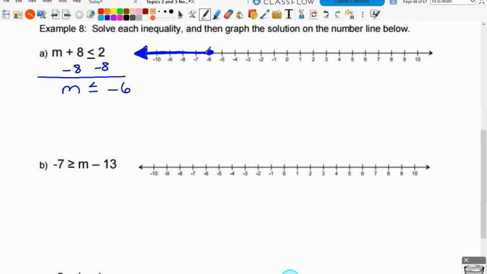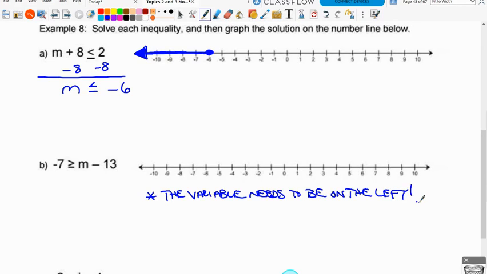Take a look at letter B. -7 is greater than or equal to m minus 13. Notice in this case that the variable is on the right-hand side. With an equation, it doesn't matter which side the variable is on, but with an inequality, it does. We always want our variable to be on the left-hand side. So let's make a note of that. The variable needs to be on the left.